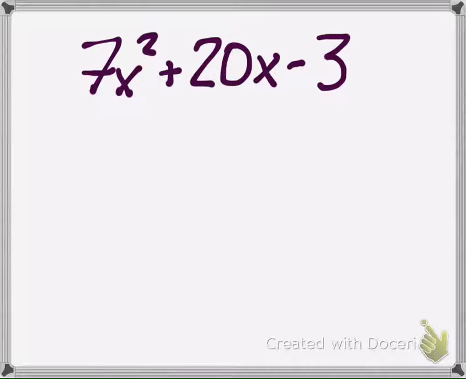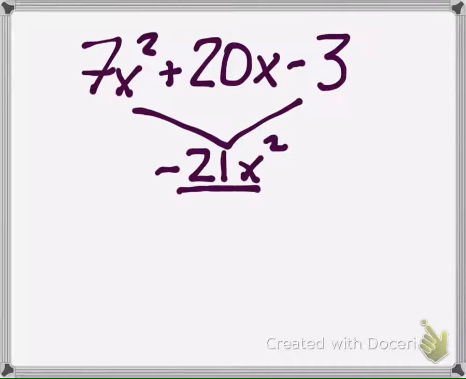Now the first thing we're going to do in this strategy is look at our first term and our last term. I have 7x squared and I have a negative 3. I'm going to multiply these two terms together to give me negative 21x squared. Now to find my two factors, I'm going to find factors of negative 21x squared that add up together to give me 20x.